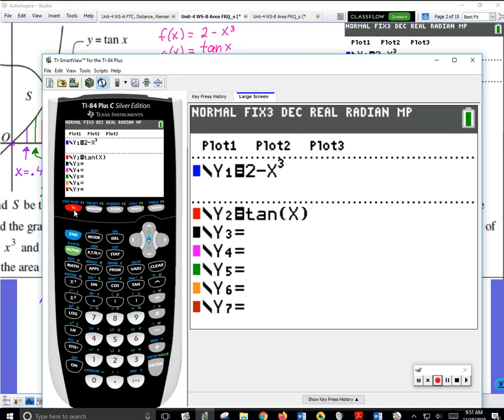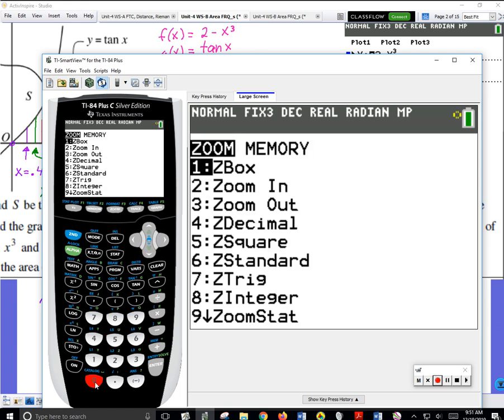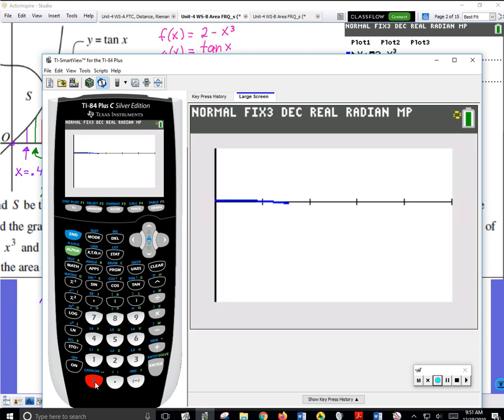One of the most important things about using your calculator on the AP Calculus test is you've got to make sure that you get the right window. In many problems, the information given will tell you the window. When they don't tell you the window, I have found that the very best first guess is 0 to 5. So I go window, 0 to 5, zoom fit. And we'll wait till everybody gets this on their screen.